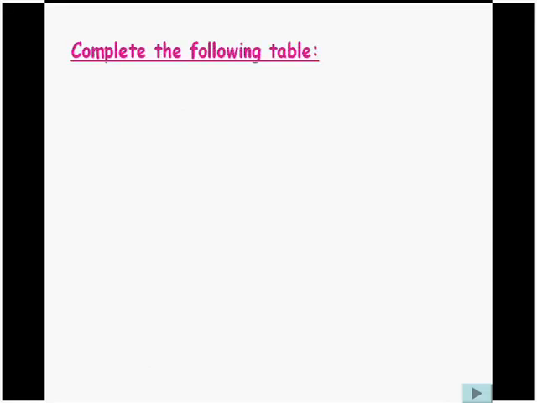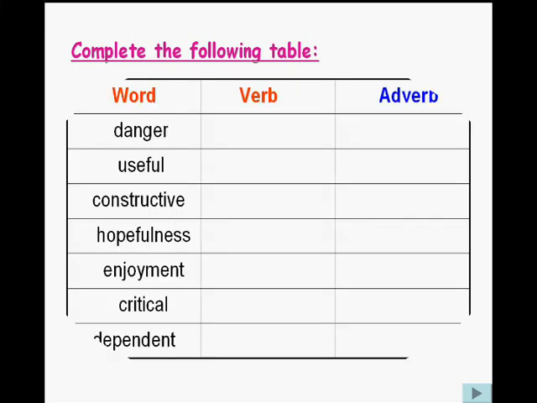Now we have another form of exercise, which is complete the following table. You have the word, which is here. You are going to give the verb of the word and the adverb. Okay, so as we said before, a table is a form of summing up the information we need to have. So I need you to just have a look at the word, okay, and then look at the verb and the adverb.